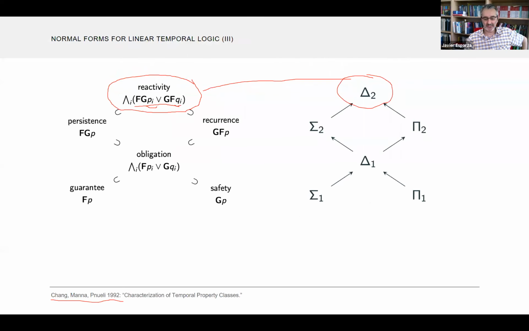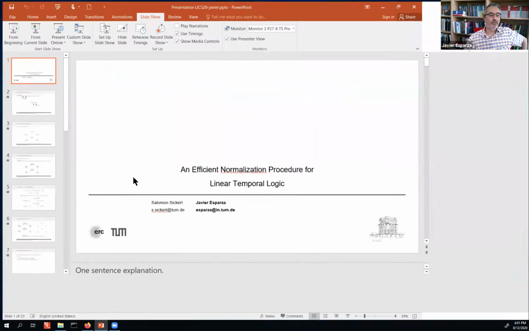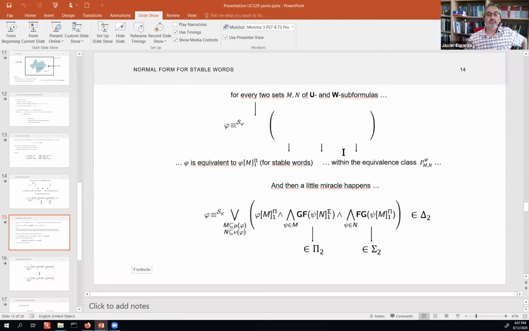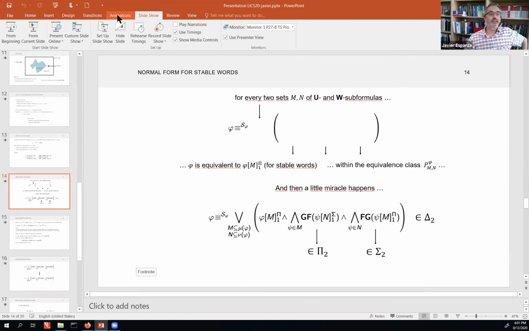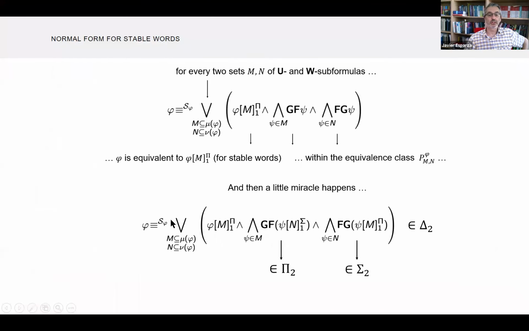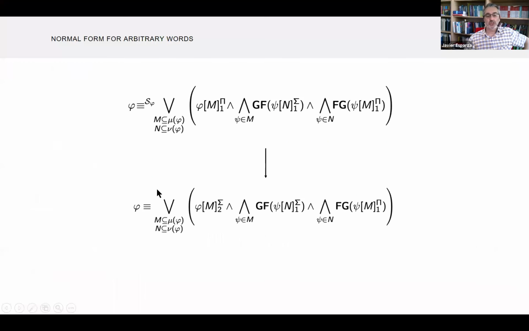I should have a way of doing this more efficiently. Let me do something a bit more dramatic. If you see this normal form, or this one, which is the final one, you see this big disjunction, and this is probably what you were already guessing that one could do.